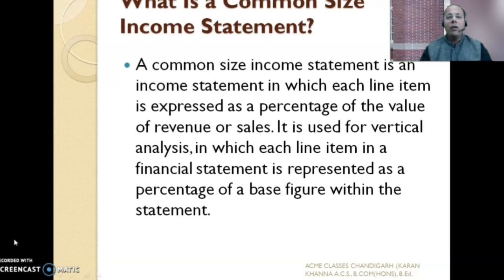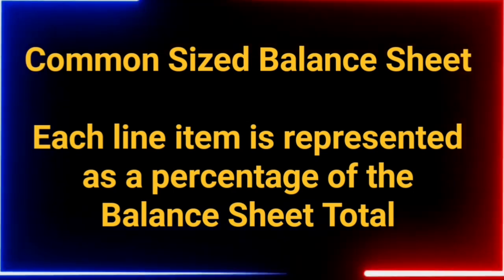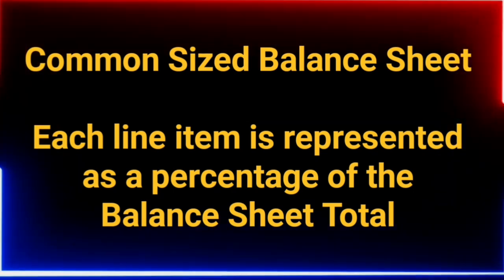Whereas comparative statements are horizontal analysis, common size statements are vertical analysis, in which each line item in a financial statement is represented as a percentage of a base figure, and in this case, the base figure is revenue from operations. Whereas in the case of a common size balance sheet, each line item is represented as a percentage of the balance sheet total.